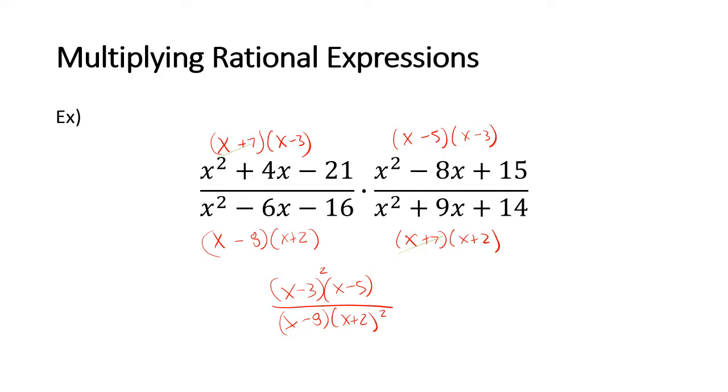Now we could say again that x cannot equal positive 8, x cannot equal negative 2, and x cannot equal negative 7, because if it did, we'd be dividing by 0, which we can't do.